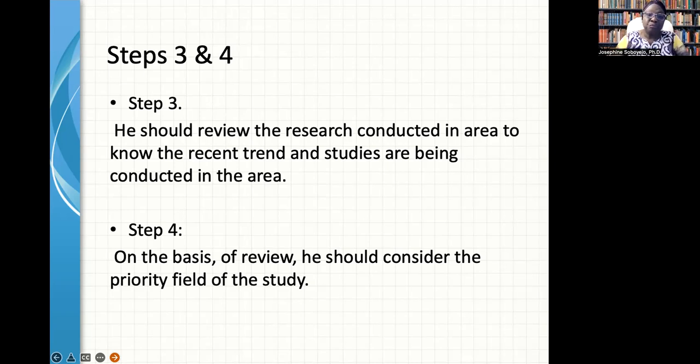Step 4, on the basis of your review, the researcher should consider the priority field of the study. I said it before. You must consider your priority field of your study. Don't try to crisscross. Oh, you're multitask, you can go outside and do something else. It's not going to be easy for you. Limit yourself to your area of specialization.